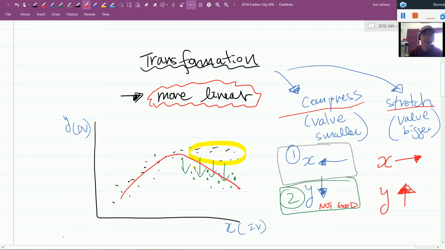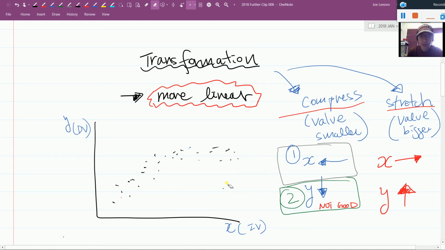So one thing we need to determine for all the transformation graphs is that you have data, and that data looks like a curve. It's not linear. Then you need to determine which action to do. Do you compress or do you stretch? And once you decide, okay, I need to compress, do you compress the x values or the y values? So you split into choosing what to do to the x and y.